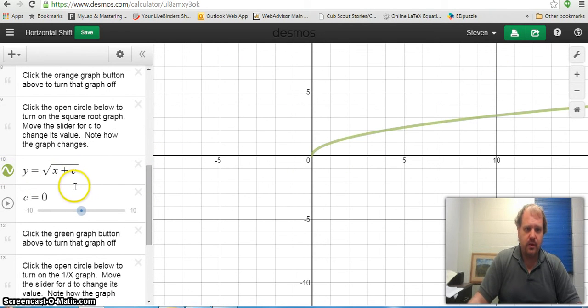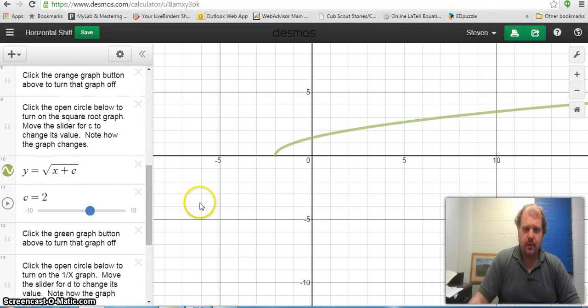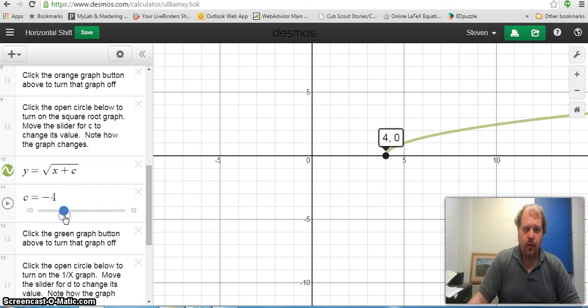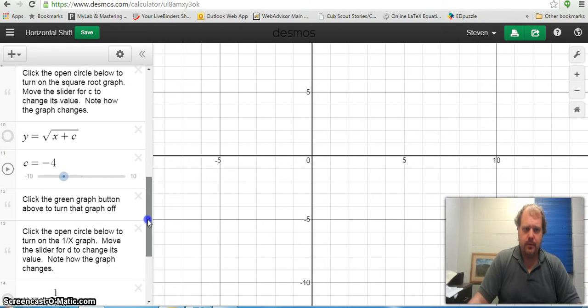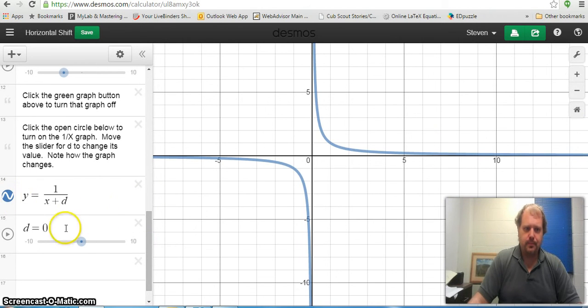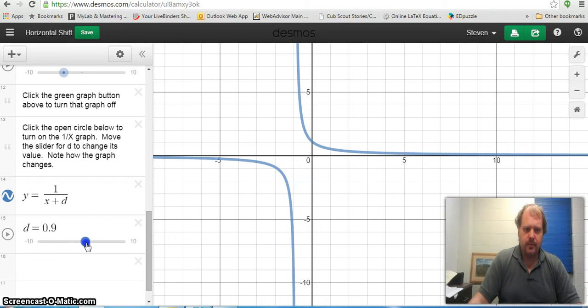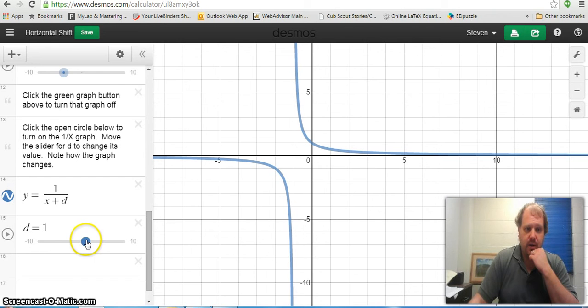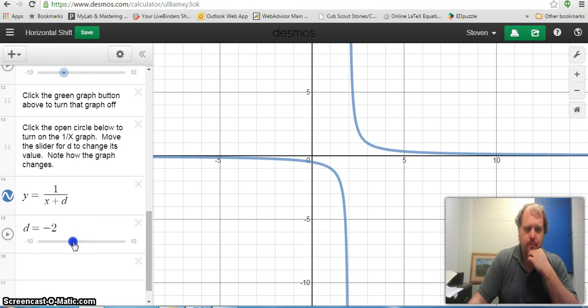And you see that this is the same with the square root graph. Adding plus 2 makes the graph go 2 to the left. Subtracting 4 makes the graph go 4 to the right. And finally, with 1 over x, as I move this to the right, or add on a plus 1, notice that graph shifts 1 unit, so that the vertical line that it's approaching now is actually x equals negative 1. And likewise, if I make it minus 2 there, the vertical line it's approaching now is right here at x equals 2. So it's again also shifting the graph to the left and right.